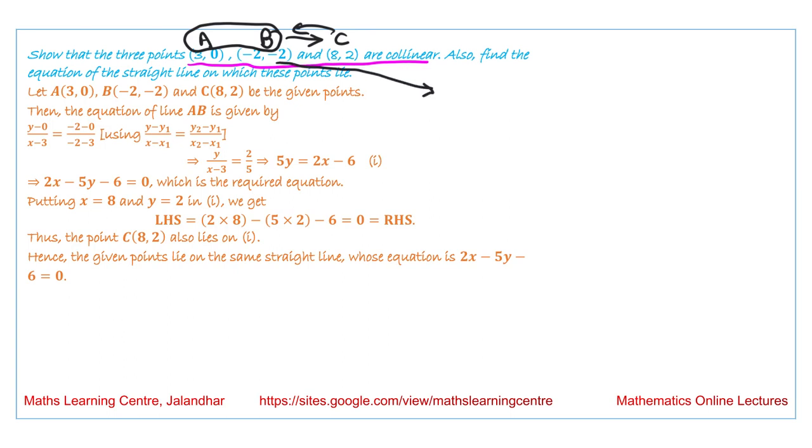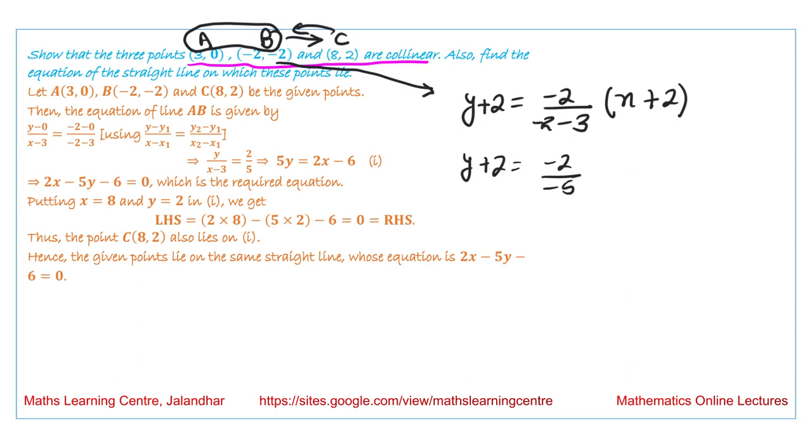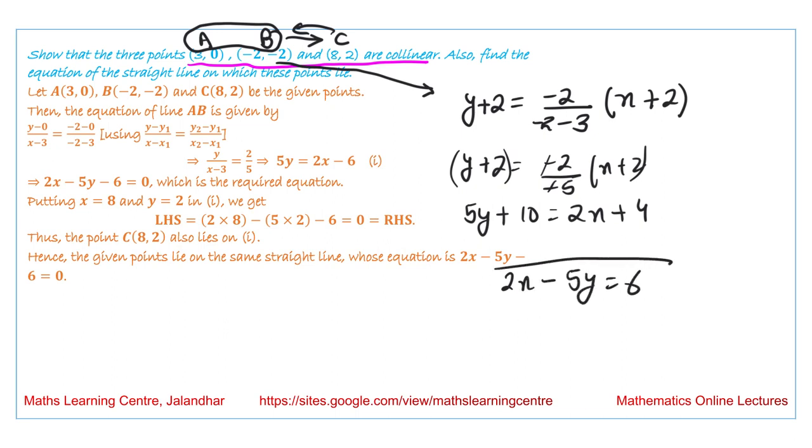So the equation of the line will be y plus 2 is equal to minus 2 divided by minus 2 minus 3 into x minus, x plus 2. This is the equation of the line AB. So we are getting y plus 2 is equal to minus 2 by minus 5 into x plus 2. So we get 5y plus 10 is equal to 2x plus 4. So we are getting 2x minus 5y is equal to 6. So this is the equation of the line AB.